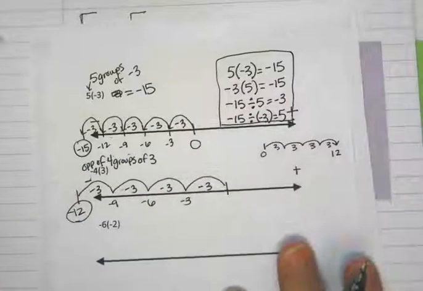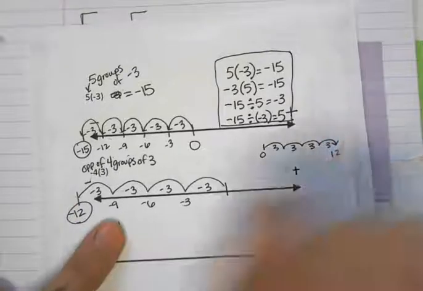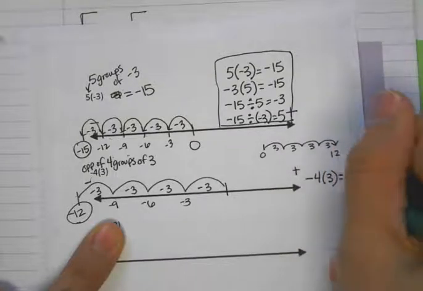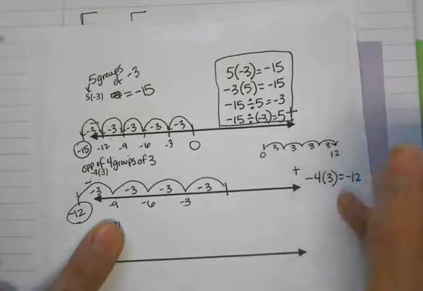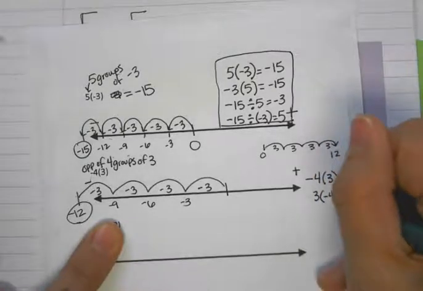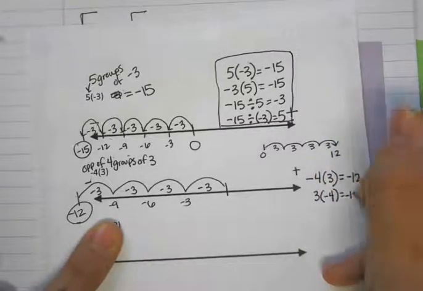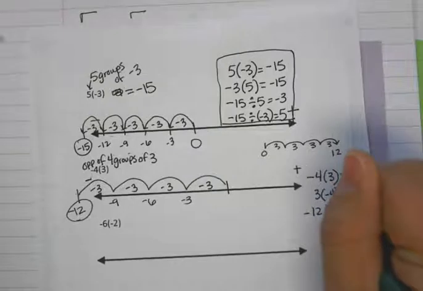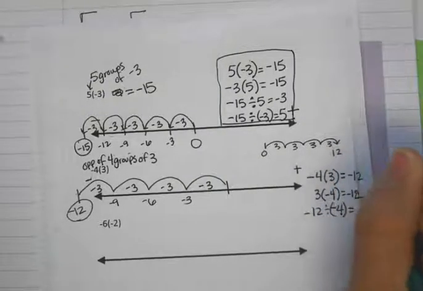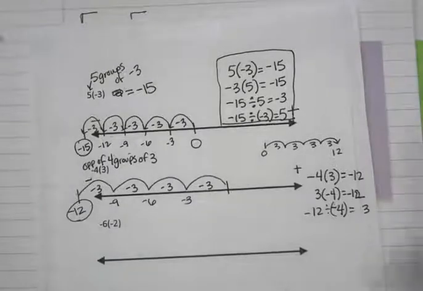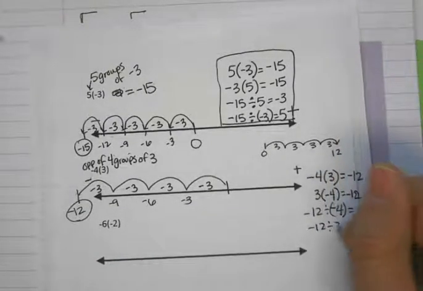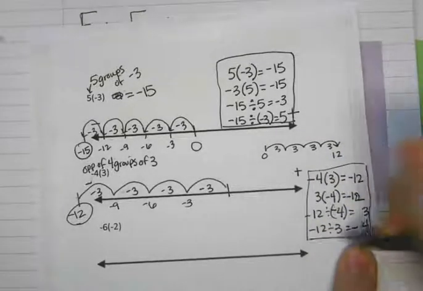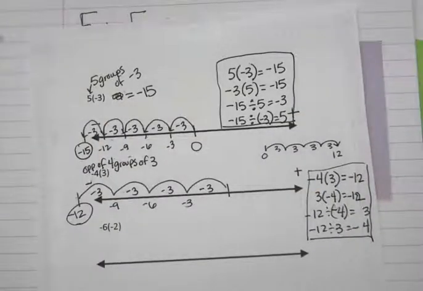So again, my fact families tell me that this can be representing multiple equations. It could represent negative 4 times 3 equals negative 12. It could represent 3 times negative 4 equals negative 12, which again is just that commutative property. Negative 12 divided by negative 4 equals 3. And negative 12 divided by 3 equals negative 4. So when you're presented with a number line model, the number line can represent multiple facts.